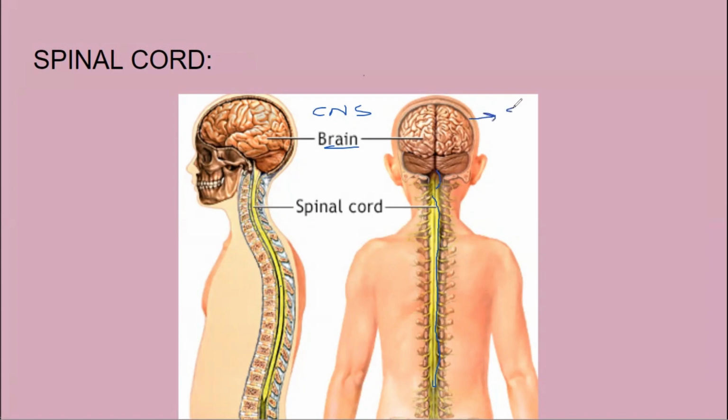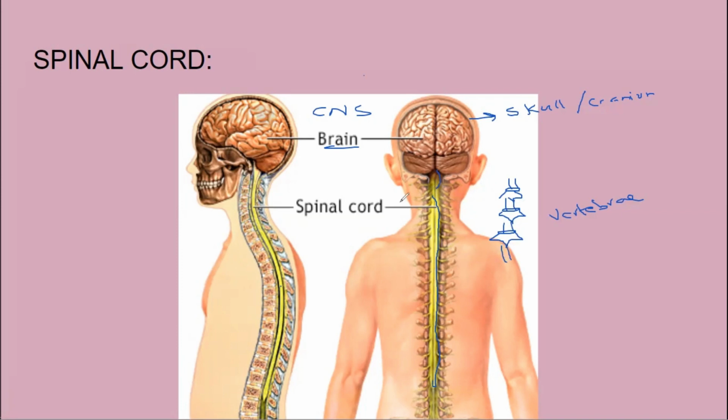Our brain is protected by our bony cage, the skull, or the biological word, cranium. Similarly, there are ring-like structures, one on top of the other. These are the vertebrae, and all of them together make our vertebral column or backbone. Through these ring-like structures, our spinal cord passes.